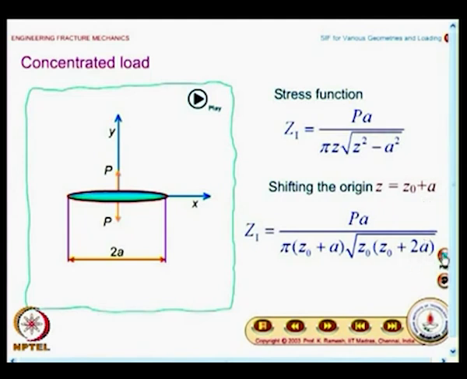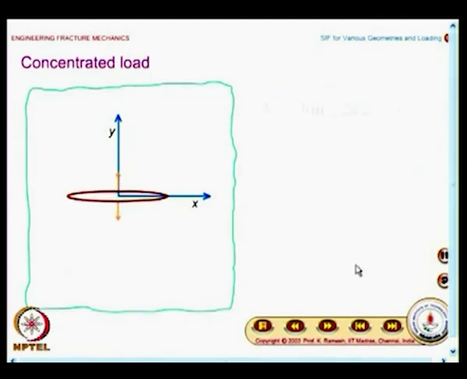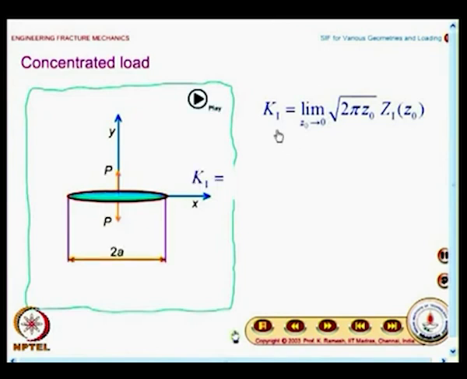And what is the next step? I have to invoke the definition of stress intensity factor. The definition is like this: limit z naught tends to 0, root of 2 pi z naught multiplied by the stress function expressed in terms of z naught. This you will have to keep in mind.